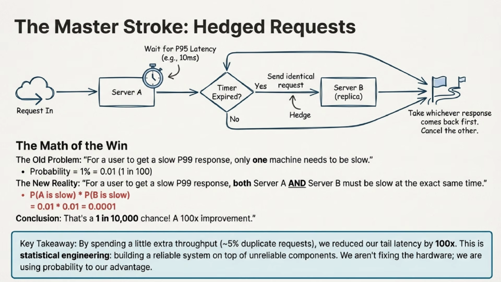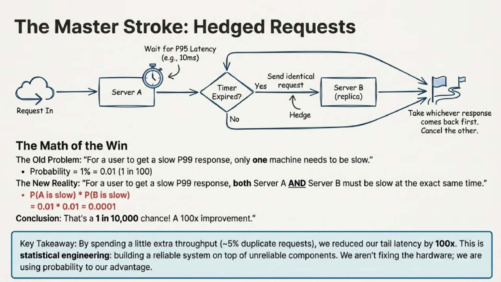Think about the math of this. For the user to experience a slow response now, both machines have to be in their P99 slow zone at the exact same time. The probability of that is 0.01 times 0.01. That is 0.0001. By adding a tiny bit of extra throughput, sending an extra 5% of requests, you have reduced your tail latency by 100x. This is what I mean by statistical engineering.